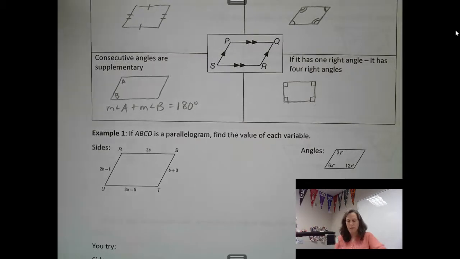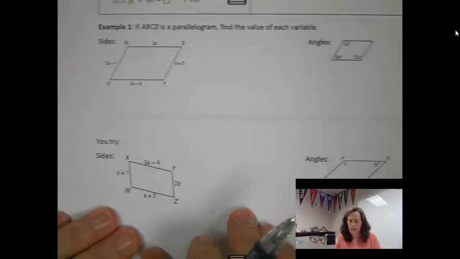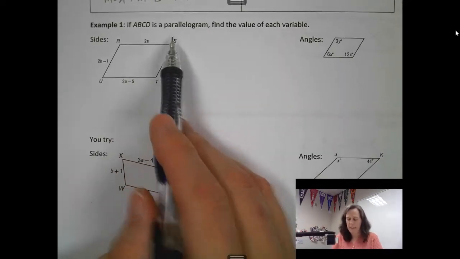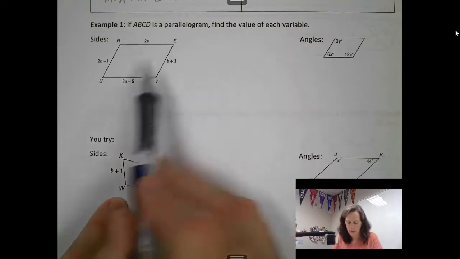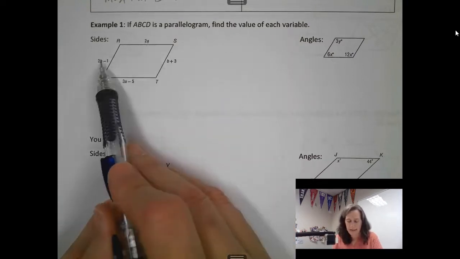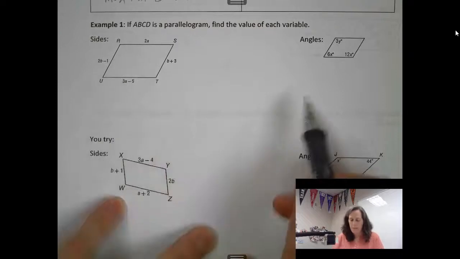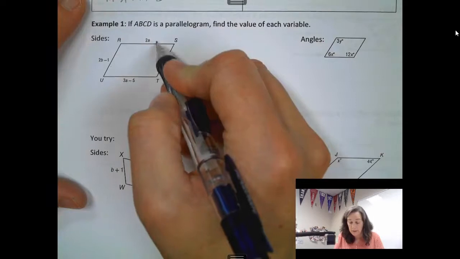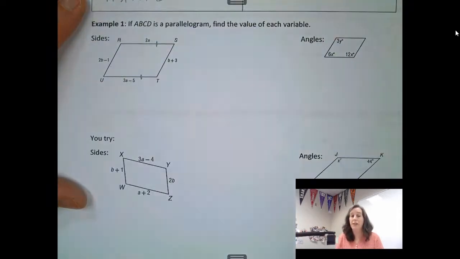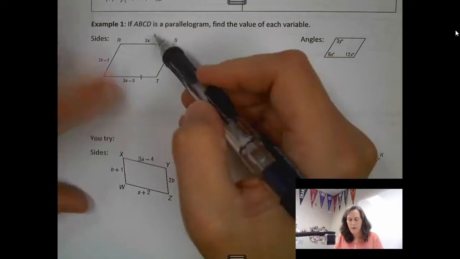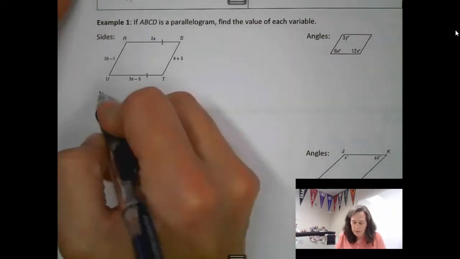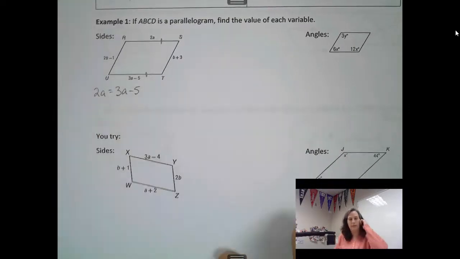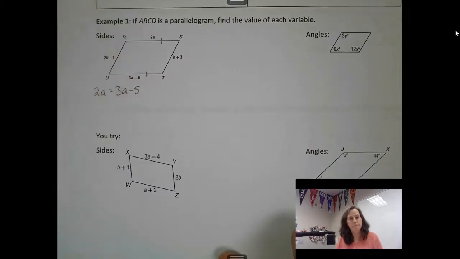All right, let's try to use some of this on parallelograms. It says if ABCD is a parallelogram, find the value of each variable. So looks like there's some A's and some B's we need to solve for. And I'm noticing A's are on opposite sides. Remember, in parallelograms, opposite sides are congruent. So they are equal to each other. And since they both have A's, that works out perfectly. We'll set them equal to each other. 2A equals 3A minus 5. Okay, that's just those 2 sides that are congruent.